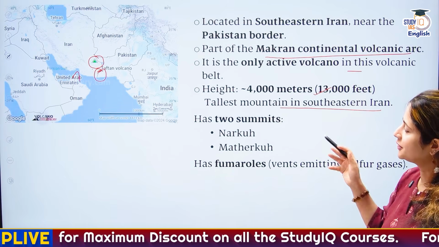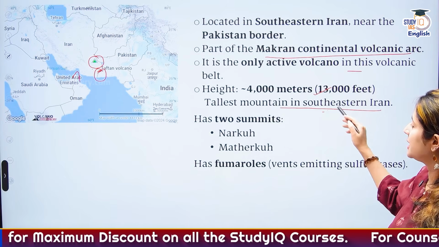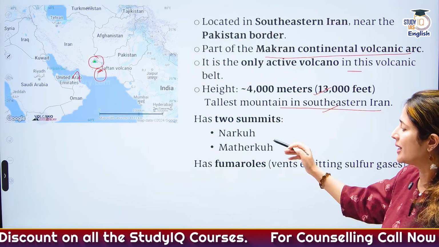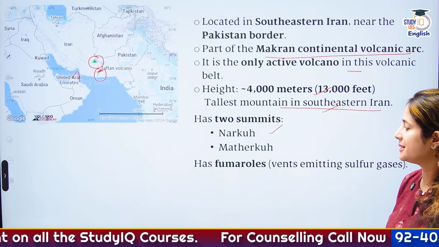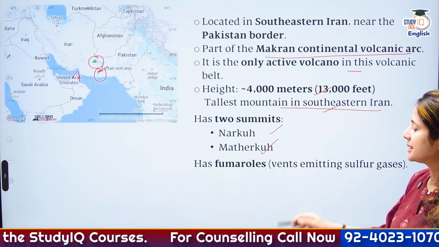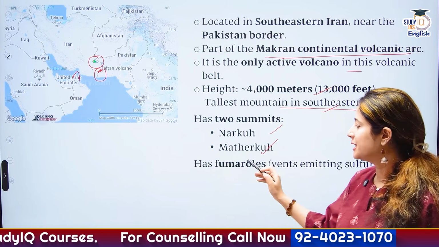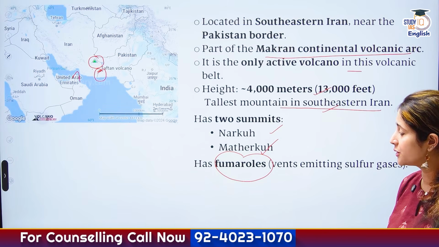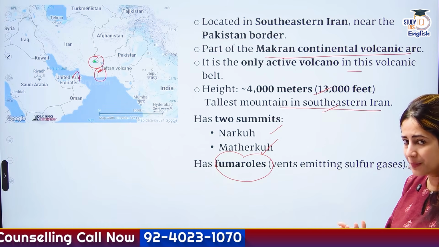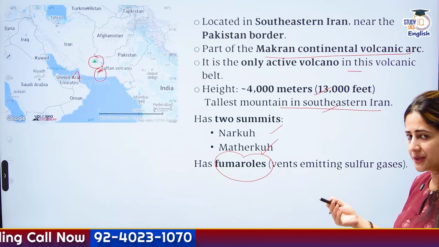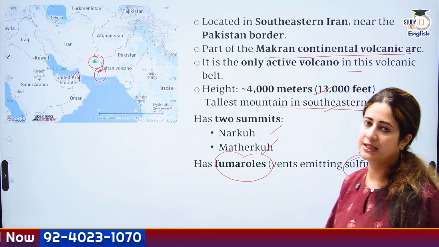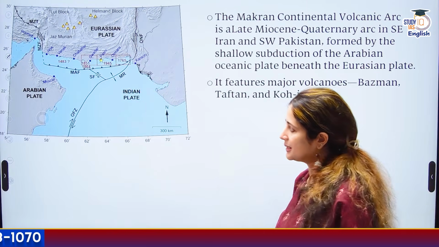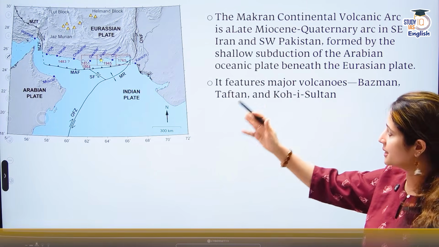Coming back to Taftan volcano, the tallest mountain area in entire southeast Iran. It has broadly two summits. One is the Narkuh and the other is the Madarkuh. Okay, and these are often referred to as fumaroles. It's a very good word, fumarole. What is a fumarole? Fumaroles are vents, openings in the surface of the ground or a mountain, which keep emitting sulfur gas. Okay, so this is important to know. That's the entire volcanic belt that I was talking about.